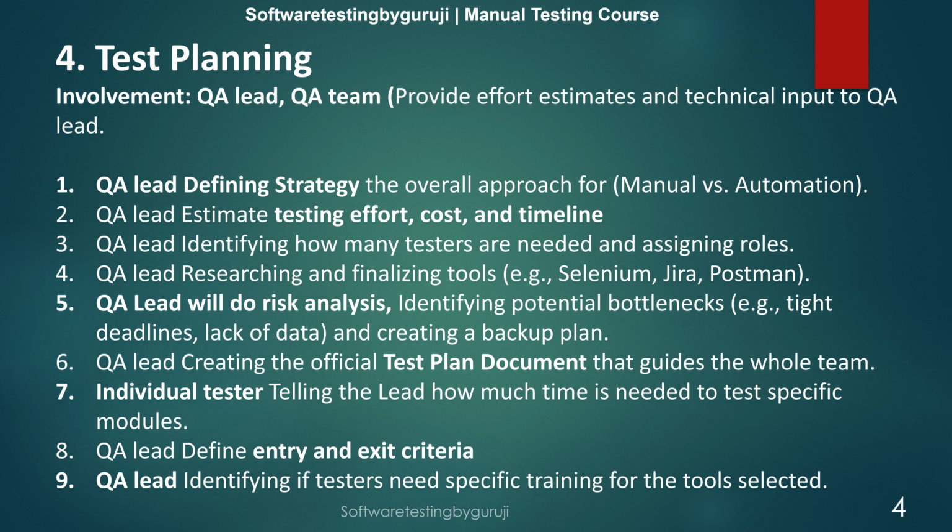Involvement of the individual tester: telling the lead how much time is needed to test a specific module. QA lead defines entry and exit criteria. QA lead identifies if testers need specific training for the selected tool. QA lead is taking action on each of these things.